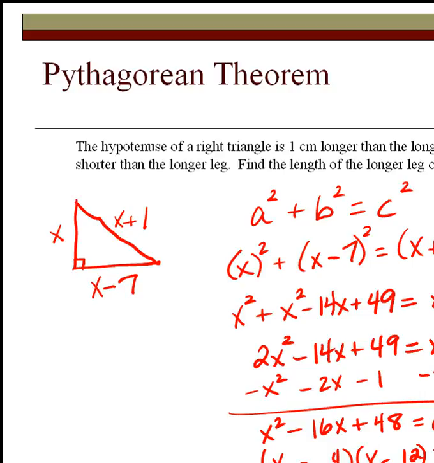Now both of these answers are positive, so you may think I can't discard either one of them. But if I look at how I would have to find the other sides, if x was 4, 4 minus 7 would be negative, so it wouldn't make sense to have that value being the longer leg. So it must be 12. Let's check. If x is 12, then 12 minus 7 is 5, and 12 plus 1 is 13, so all of those give me positive values, so 12 would be the answer. And x represented the longer leg, so we would say the longer leg is 12 centimeters.